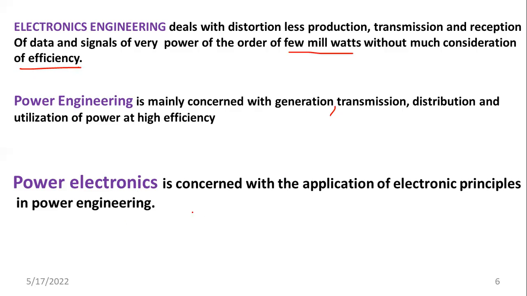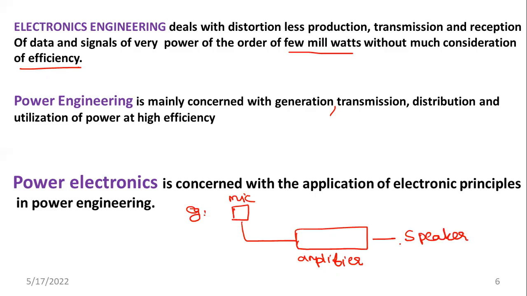One example you can say is electronic transmission. If you have a mic here, and that mic we give to the amplifier. So this is a mic here, and this will be an amplifier. And from the amplifier, it goes to the speaker. So this is a very low power transmission. What we are concerned with is no distortion. If someone is speaking through the mic, all that we have transmitted should be amplified without any distortion and given to the speaker. That is what electronics is mainly concerned with.